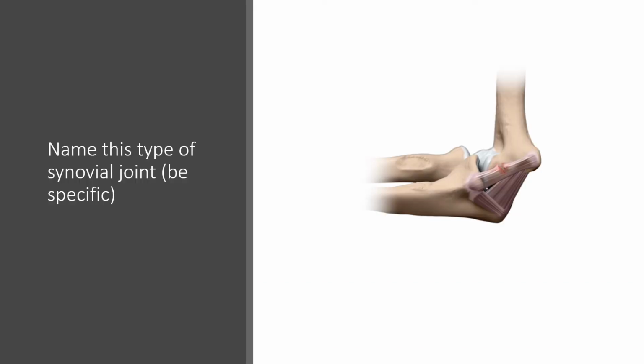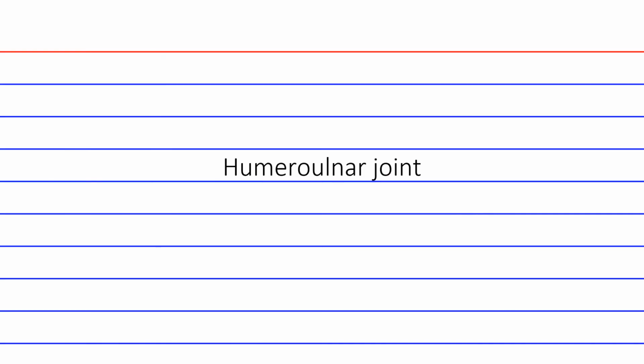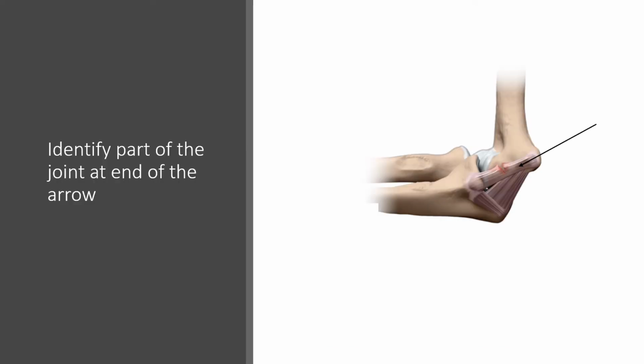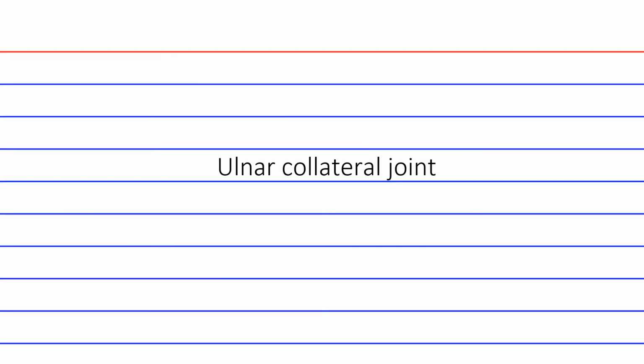Name this type of synovial joint and be specific. You are looking at your elbow. That was the humero-ulnar joint. Identify part of the joint at the end of the arrow. The answer is the ulnar collateral joint.